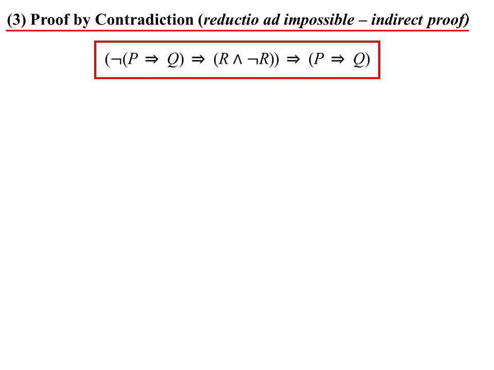Okay? Because not P implies Q led to something that was impossible. And so it can't be true, therefore its negation must be true, which would be P implies Q.